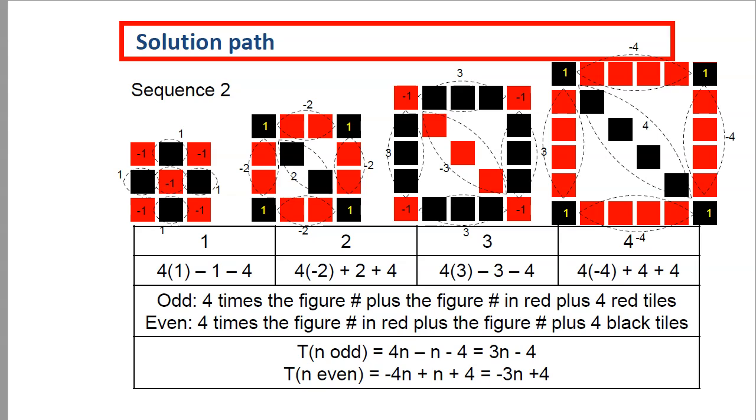And then for the fourth one, which is also even, 4 times the figure number minus 4, because they're red. There's various ways to write that, but that works. And then plus 4 for the middle diagonal figure number, and then 4 for the 4 corner black tiles. So for odd, it's 4 times the figure number plus the figure number in red, plus 4 red tiles. And for even, it's 4 times the figure number in red, plus the figure number, plus 4 black tiles. So T of n when n is odd is 4n minus n plus 4, which simplifies to 3n plus 4. And T of n when n is even is negative 4n plus n plus 4, which simplifies to negative 3n plus 4. And you can see they're the same, the signs are switched, which makes sense because the colors are switched.